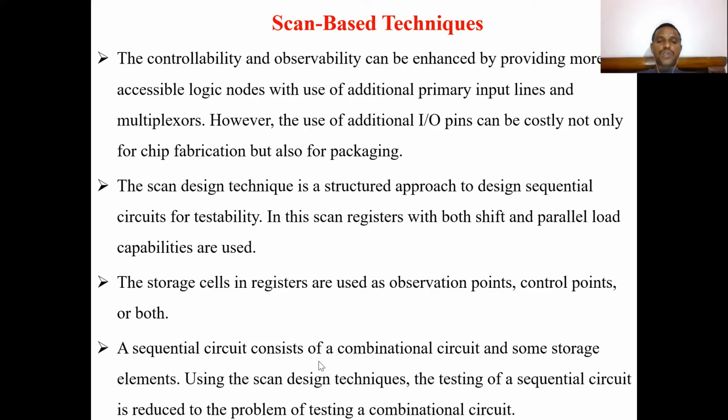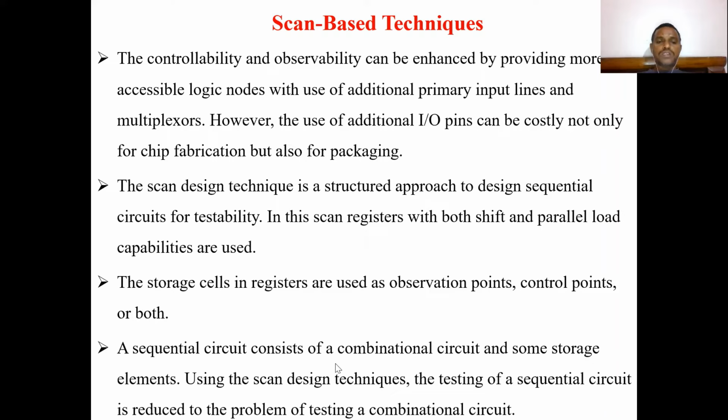A sequential circuit consists of a combinational circuit and some storage elements. Using scan design techniques, the testing of a sequential circuit is reduced to the problem of testing a combinational circuit. Because of using this scan-based design technique, testing the sequential circuit is very easy, and it falls to the testing of the combinational circuit itself. That is the importance and the advantage of this scan-based technique.